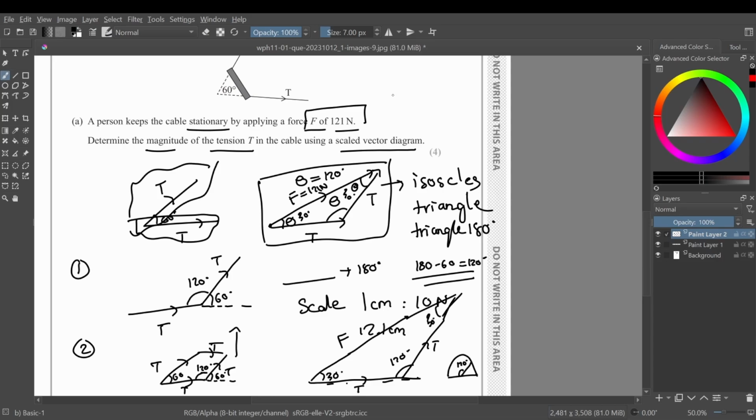And so according to the mark scheme, your range should be from 65 newtons to 75 newtons, right? So if it's within this range, then your answer is correct, okay? So basically, this is how you solve this 4 marks question.